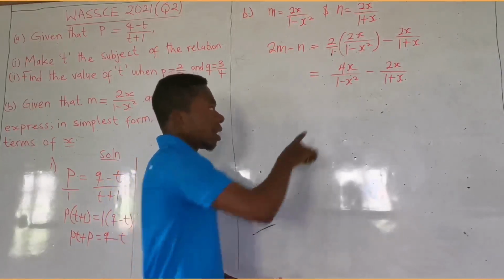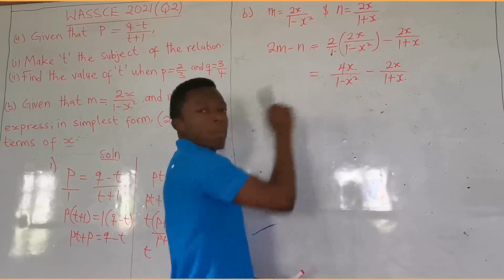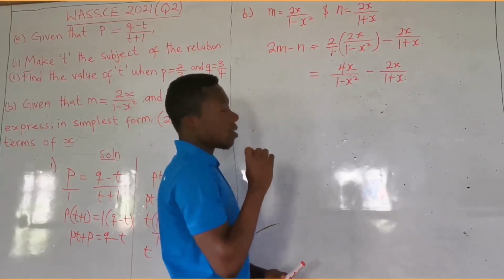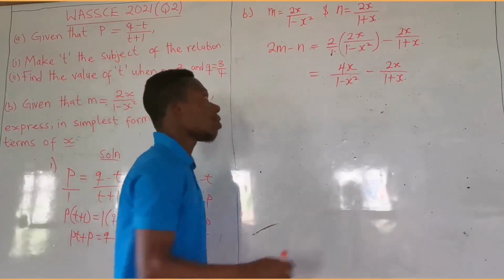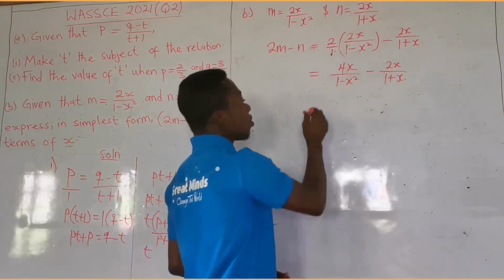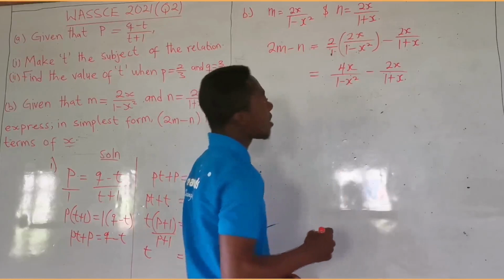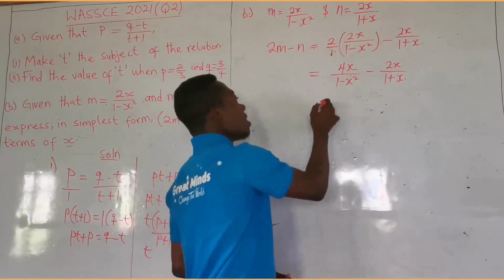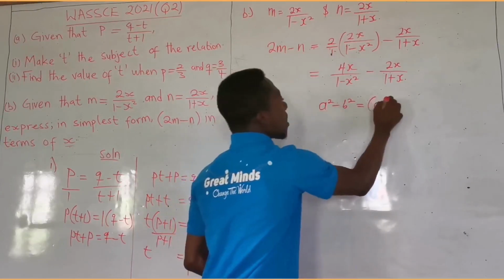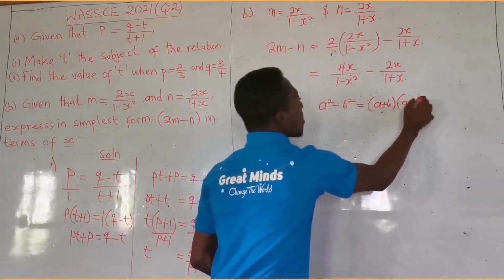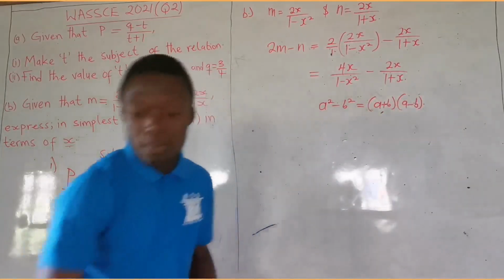But then you can see something from here. We have 1 minus x squared. What can you tell me about 1 minus x squared? It is one of the methods that you can use to break this one out. It is called what? We call it difference of two squares. So if you remember when we were discussing algebra, we said if I have a squared minus b squared, you can break it down to become a plus b, and then a minus b. That's what we said. If you remember.